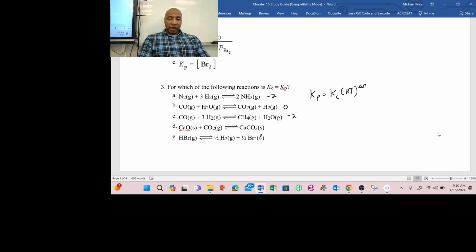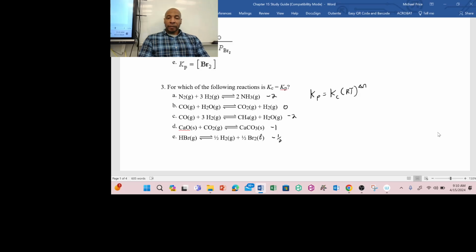Okay. For D, calcium carbonate is a solid. So I have calcium dioxide as a gas and calcium oxide as a solid, so I have 0 minus 1, and that's going to be minus 1. And then for E, bromine is a pure liquid, so I'm not going to include that at all. I have 1/2 minus 1, which is a negative 1/2. So, of course, you go with the one where delta N is equal to 0.